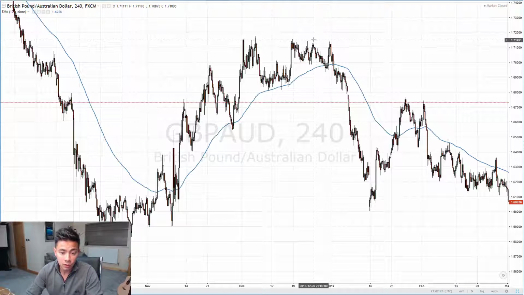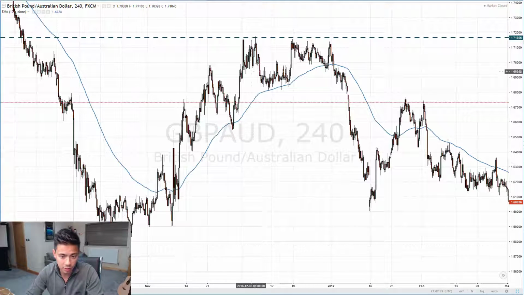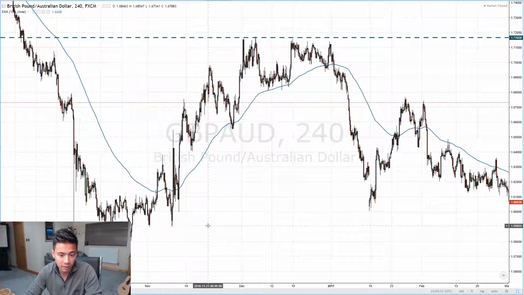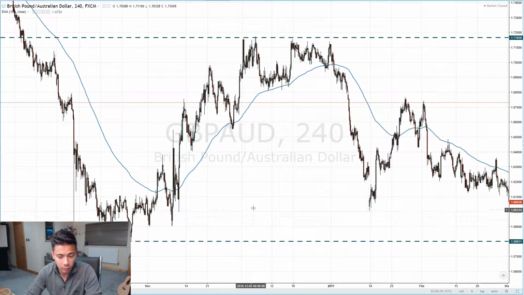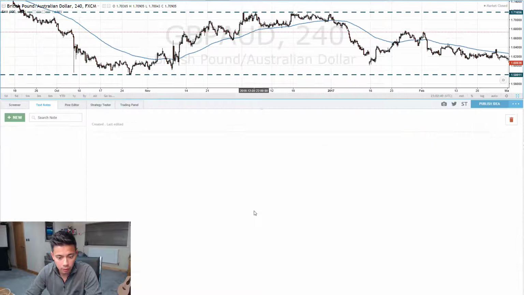Okay, so looking at this here, we're only looking for the most obvious levels, and this here is an obvious level. The market has come up to this level and it's sold off from it. This here would be another obvious level at the bottom. We could say that this area here would be an obvious, oops, what did I do there?